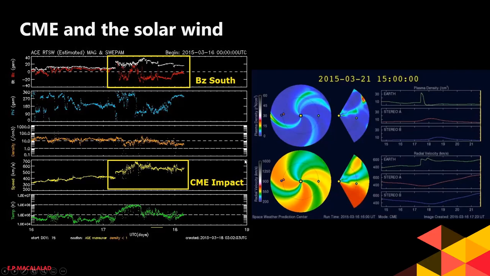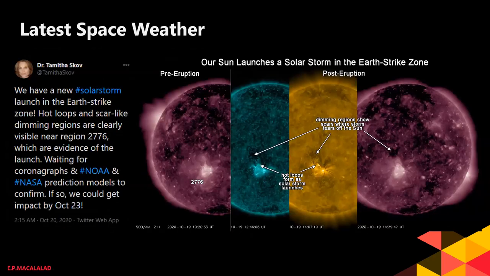Now, let's go to the latest space weather, no? This is just a few days ago. Because you remember, there was a coronal hole before, and it's supposed to hit the Earth a few days ago, and then we also have a small solar storm in this active region of 2776.